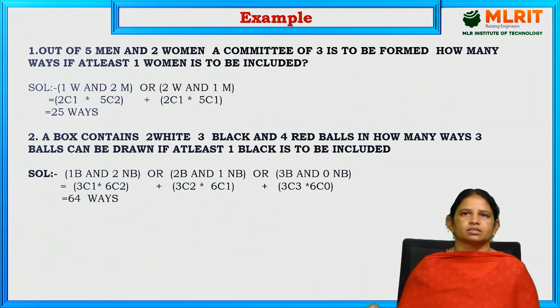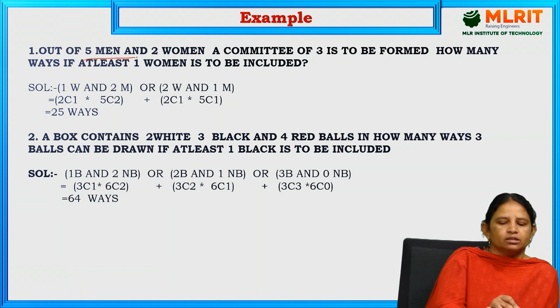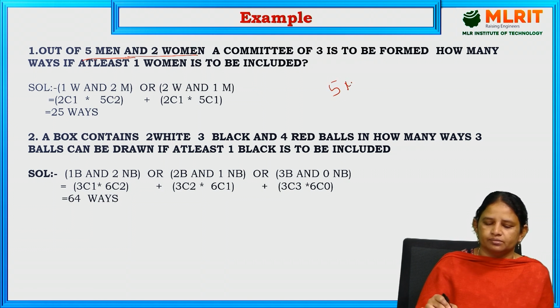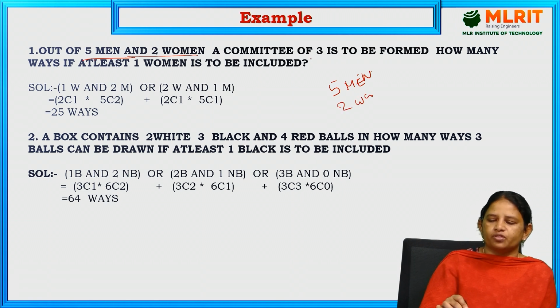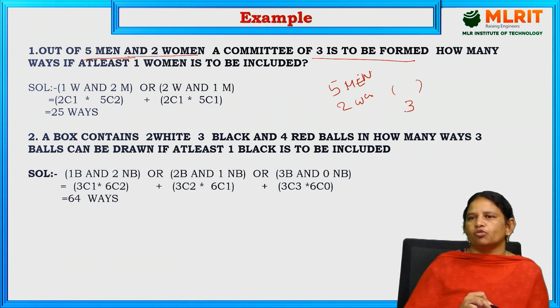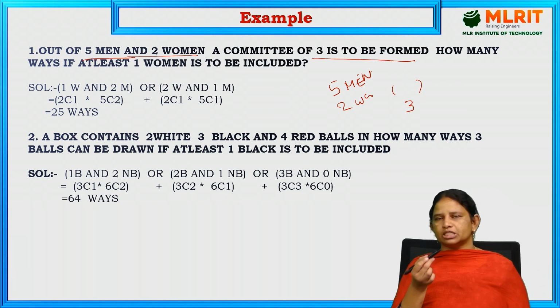Next, 2 more examples. Out of 5 men and 2 women, total how many men are there? 5 men are there. Then 2 women are there. A committee of 3 is to be formed. We need to form 3 members in a committee. How many ways if at least 1 woman is to be included?